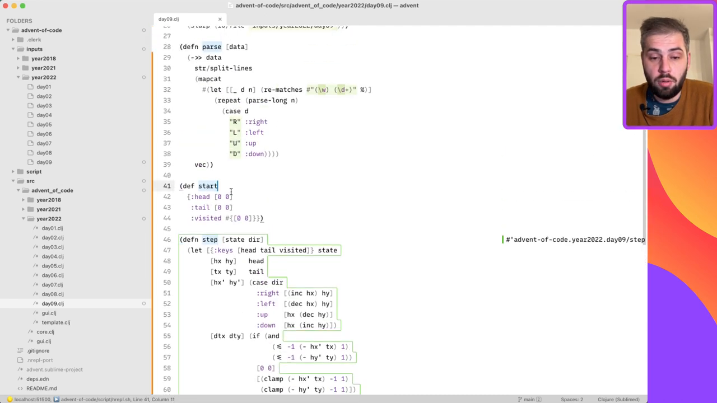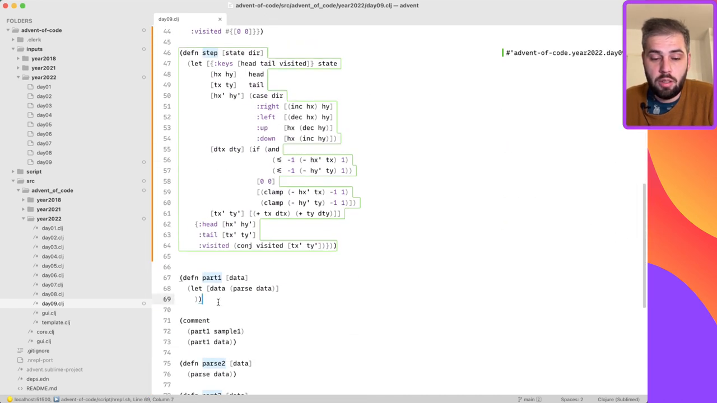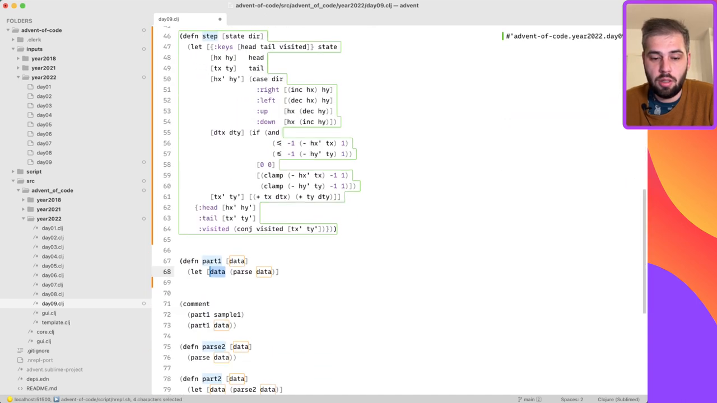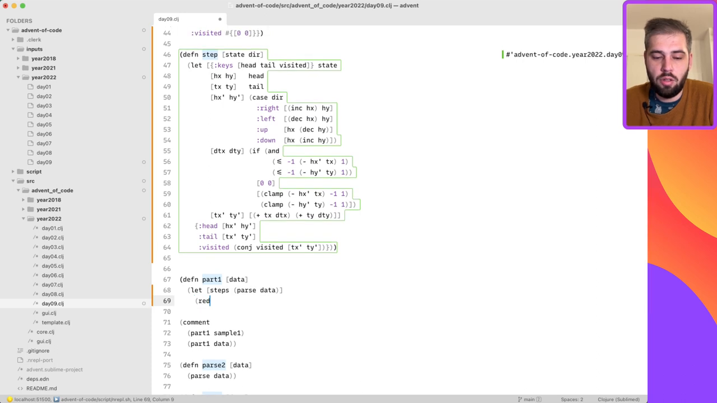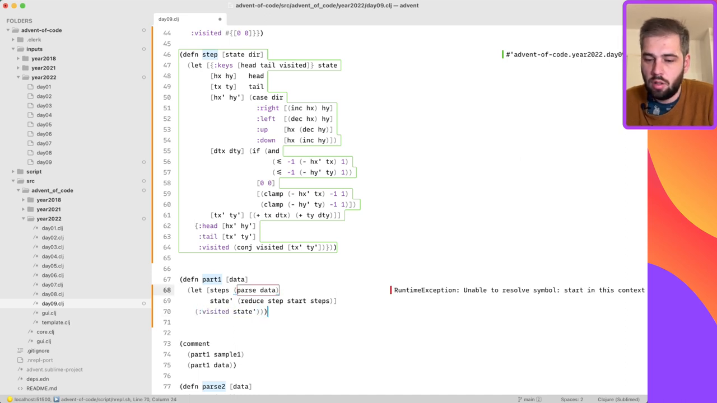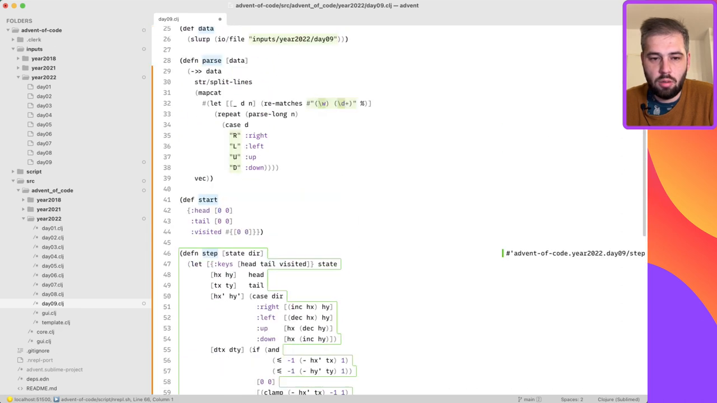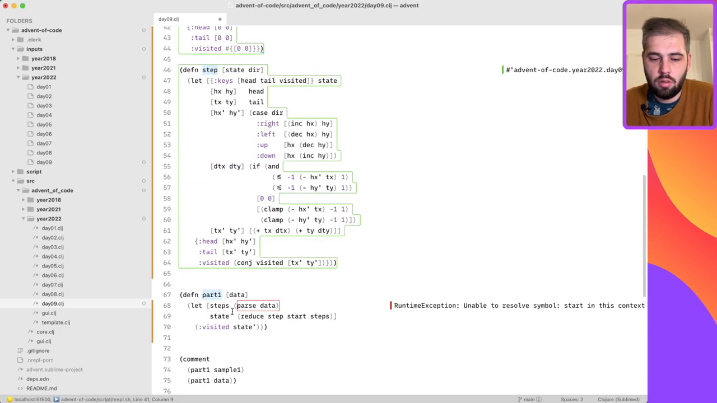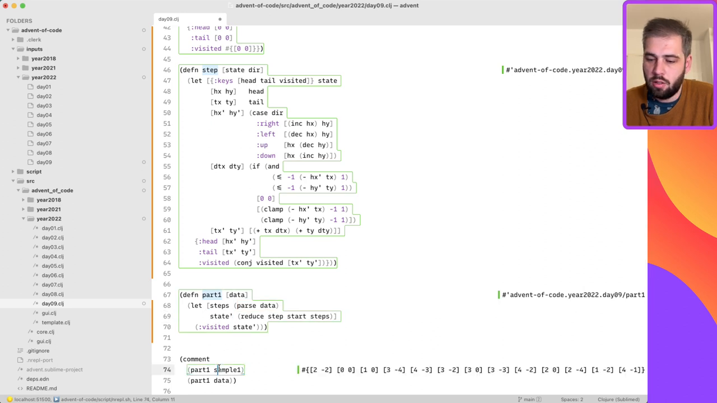So what we have to do is parse data, and data is basically steps, right? Then reduce state, reduce start steps, step like this, and count. Well, we can just return a visited state like this. Start, okay, I call it start, yeah? Okay, let's see.